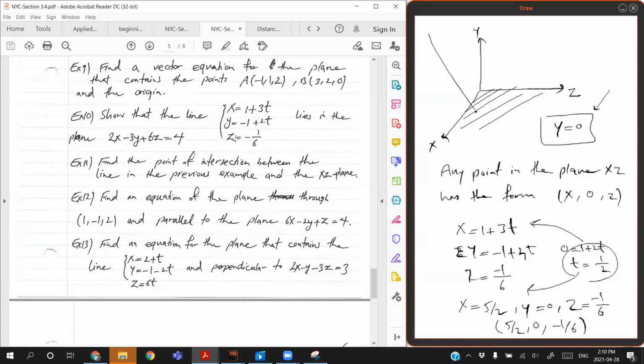So that's how you find the point of intersection between a line and one of the three planes here, the XZ or the XY or the ZY. You just need to figure out which one of these three coordinates needs to be set to 0. Then you find t, and then from the t you get the other two coordinates.